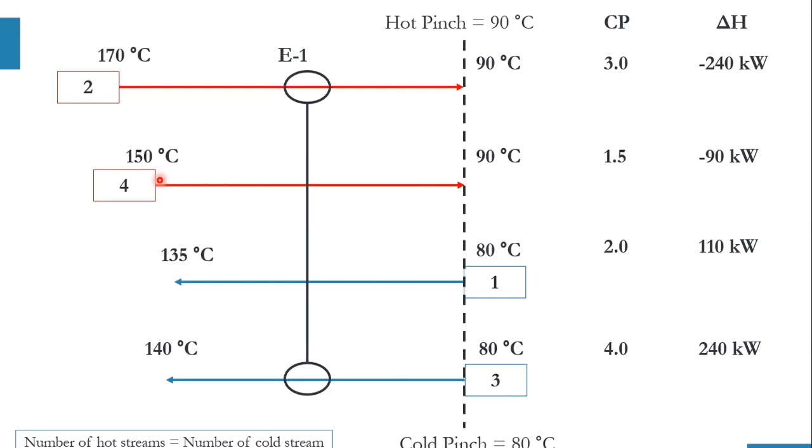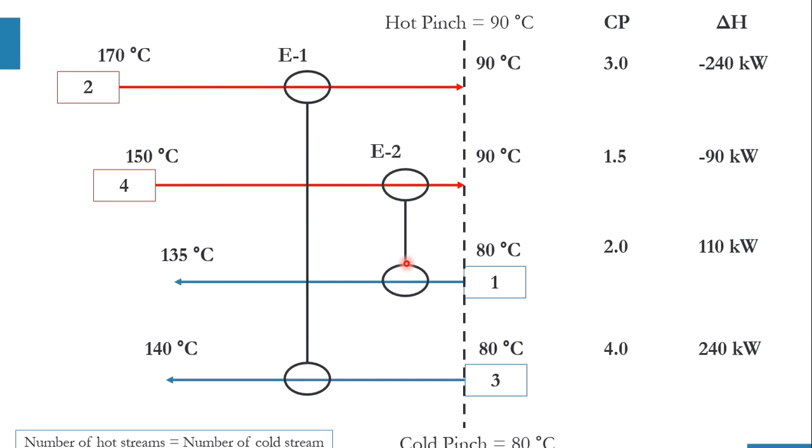It means what we are left with is 4 and 1. And obviously these two can be matched without stream splitting, because the Cp of H is less than Cp of C. It can exchange a maximum of 90 kilowatt while it requires 110 kilowatt. This means for the 20 kilowatt we require heating duty here. So the second heat exchanger will be placed between these two streams.